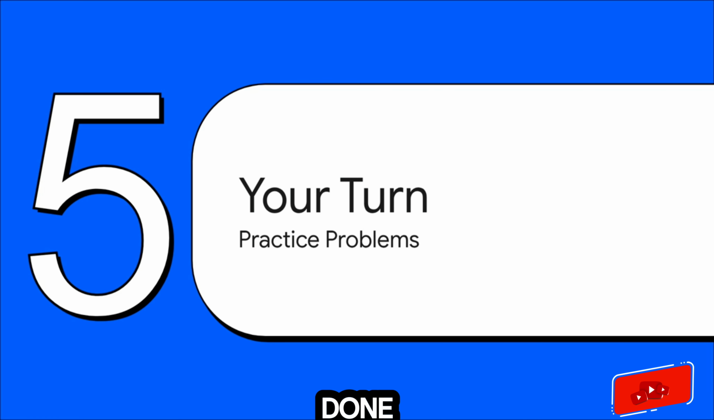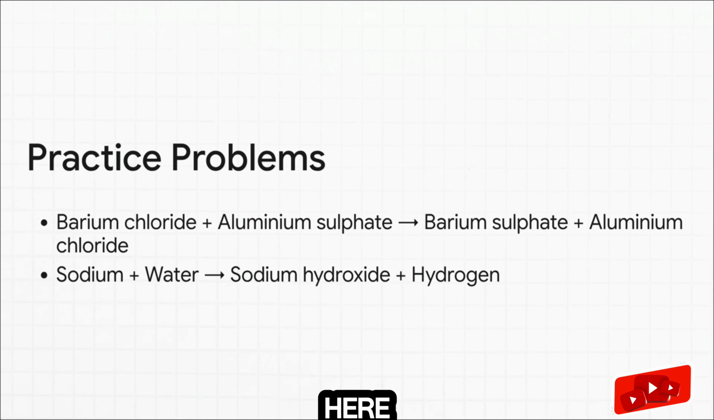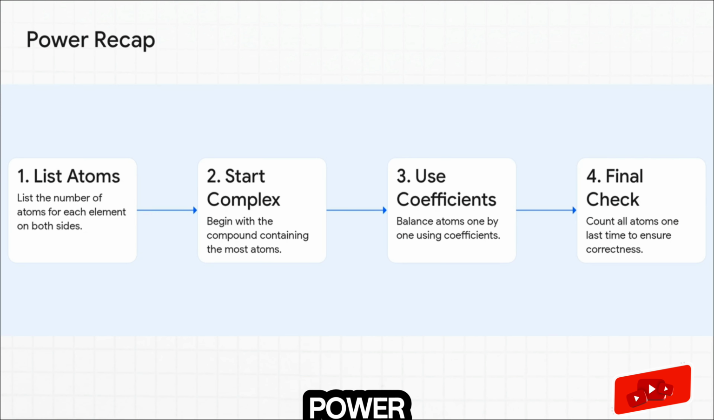Okay, you've seen how it's done. Now, the best way to get really good at this is to actually do it yourself. So I've got 2 problems for you to try. Here are two pretty common equations you'll see. They're both from your textbook. My challenge to you is to pause right here, write them down, and try to balance them using the exact steps we just went through. Give it a shot.